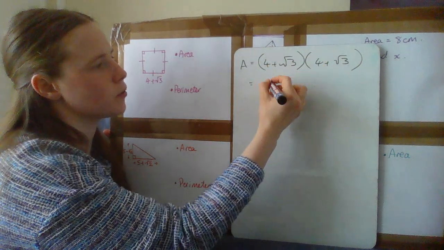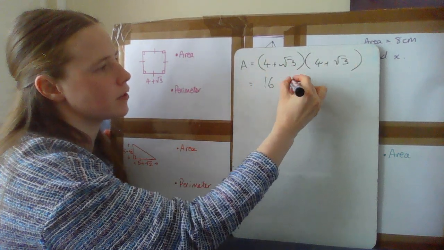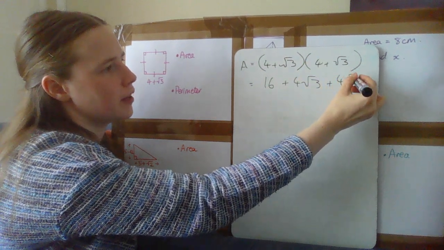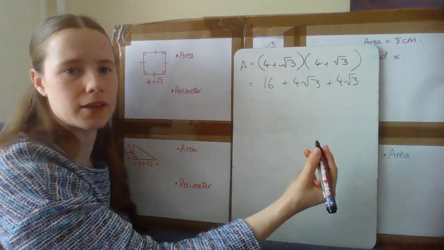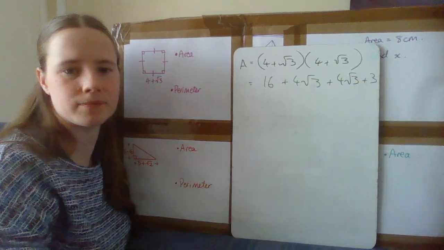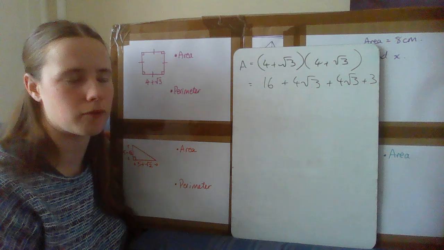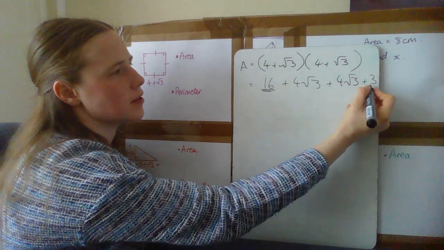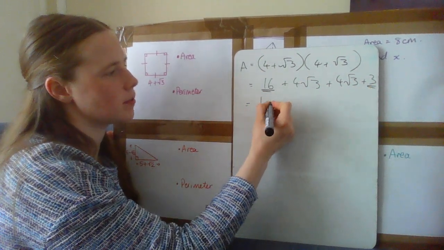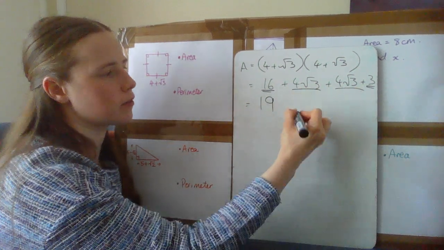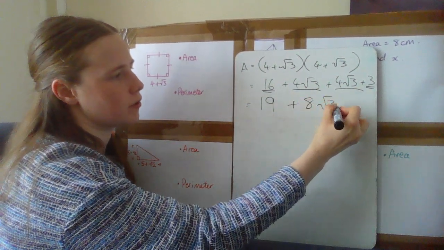So 4 times 4 is 16. 4 times root 3 is 4 root 3. Root 3 times 4 is 4 root 3. And root 3 times root 3 is root 9, or 3. I can now simplify what I've got. My integer parts, I've got the 16 and the 3, which comes out as 19. And I've got 4 root 3 plus another 4 root 3, which is 8 root 3.